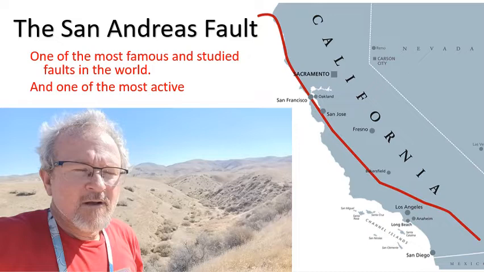And it's the most well-studied, most famous fault in the world. It is in the state of California, and it's also one of the most active faults, and it's one of the easiest ones to study because it is doing a lot of stuff all the time. Now, how do we know that this fault is moving so quickly?